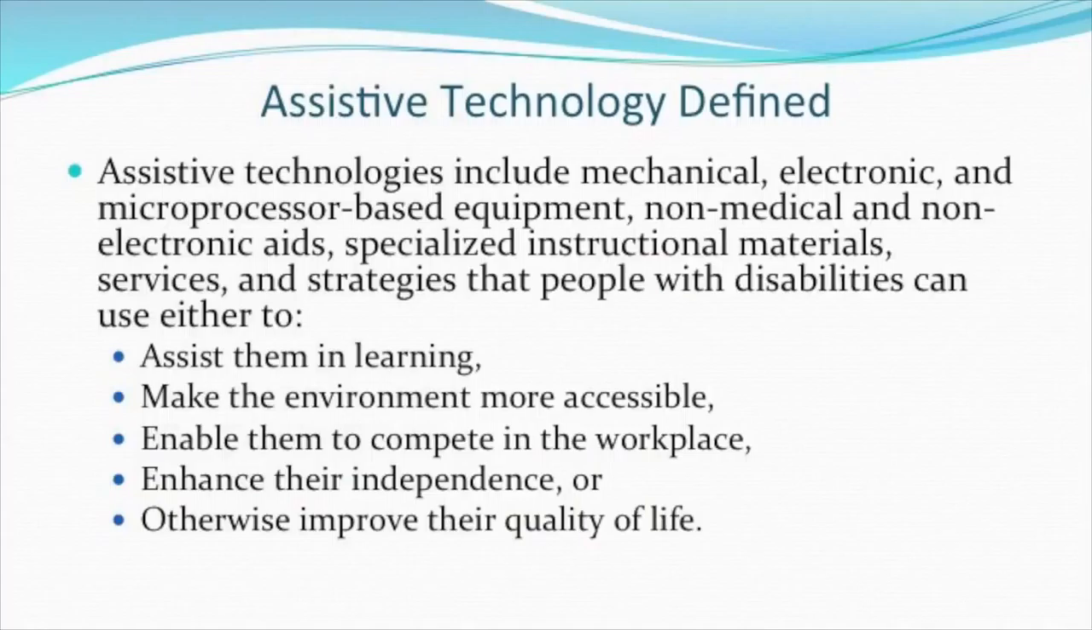We will begin with the definition of assistive technology. Assistive technologies include mechanical, electronic, and microprocessor-based equipment. Could be non-medical and non-electronic aids. It could be specialized instructional materials, services, and strategies that people with disabilities can use to assist them in learning, making the environment more accessible, enabling them to compete in the workplace, enhance their independence, or otherwise improve their quality of life.